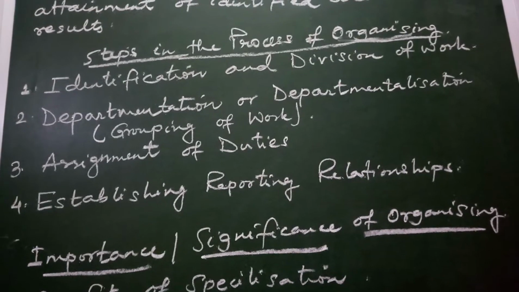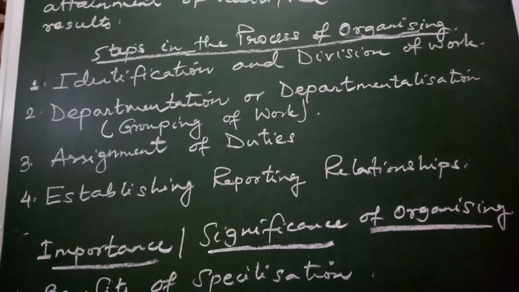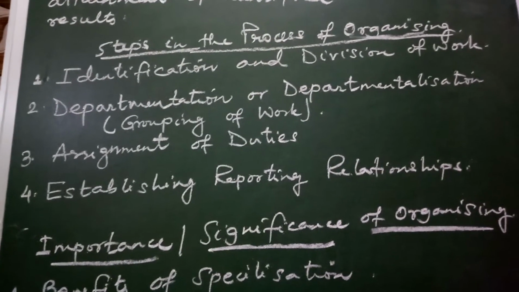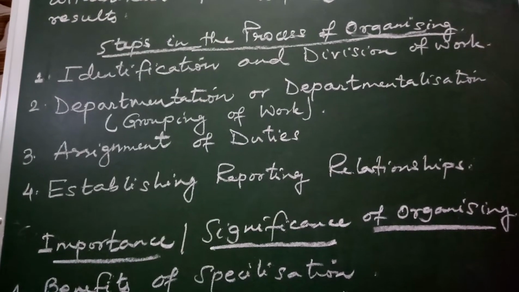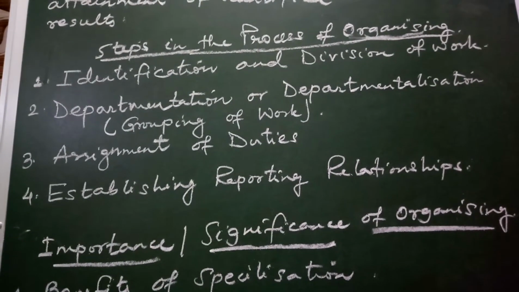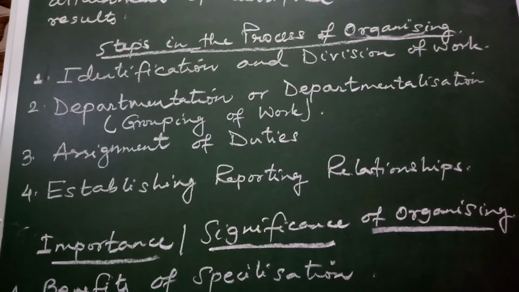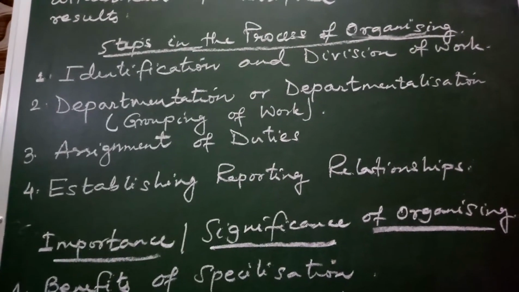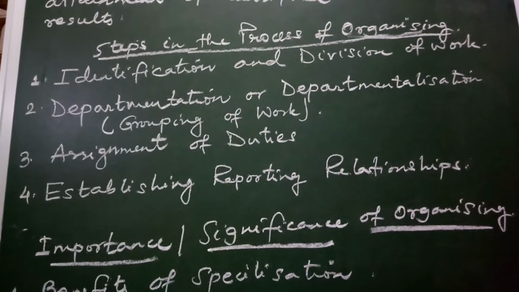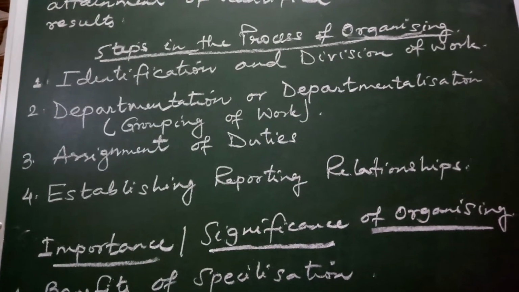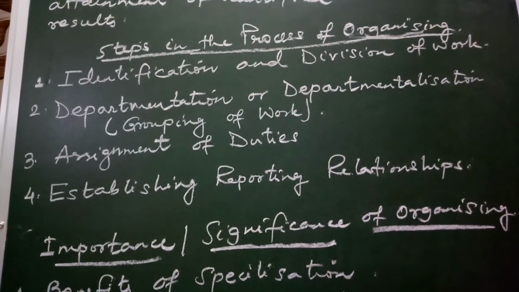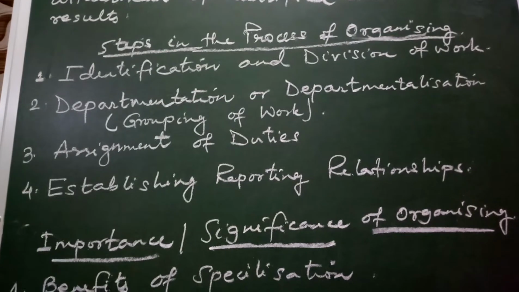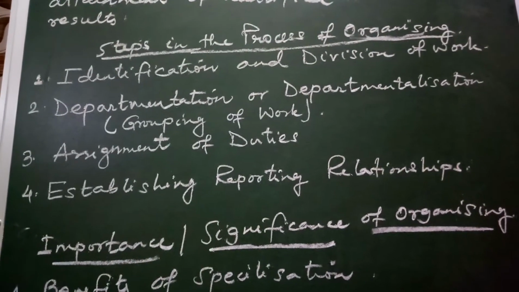It helps in specialization. We can take an example. When the grouping of work is done on the basis of function, we can have a purchase department to purchase goods, a marketing department, and similarly a finance department. When the grouping of work is done on the basis of products, you can have an appliances department, clothes department, cosmetics department, automobile department. Different types of departments can be there on the basis of products.